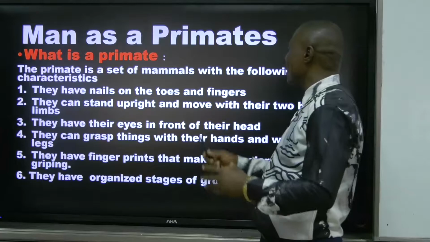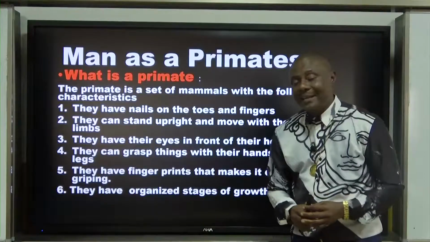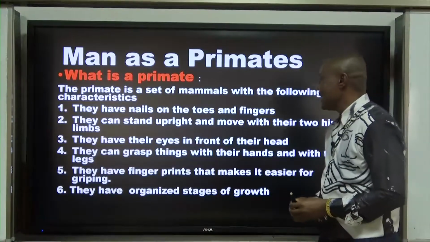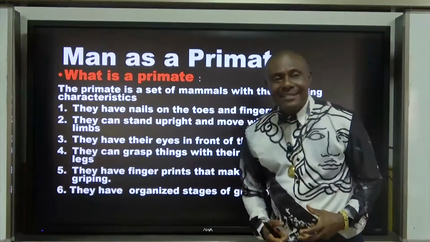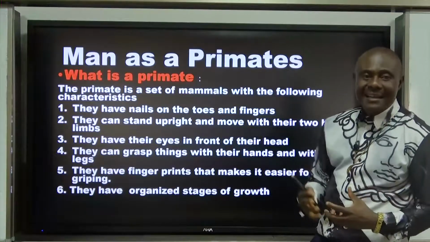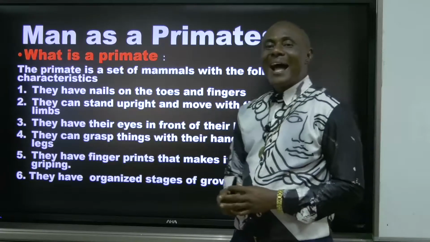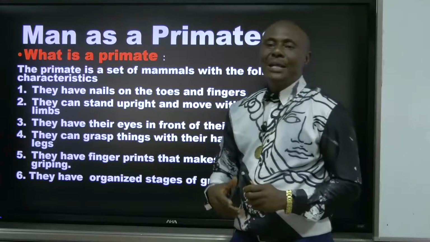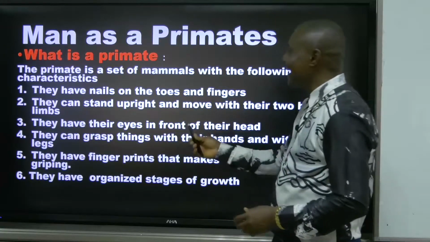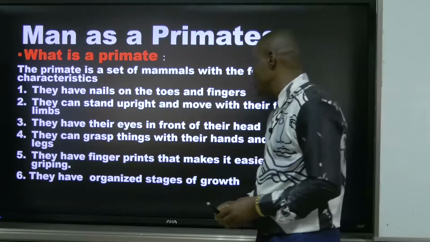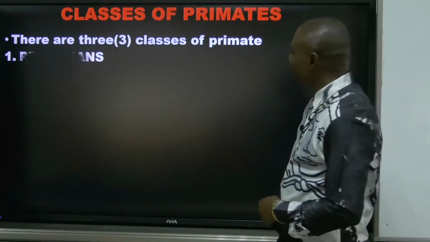That is it. They also have eyes in front of their head. Their eyes are located directly in front of their head, and they can grasp things using their hands and their legs. They can climb with it. We also say that they have a specified fingerprint that enables them to grasp and climb to balance. Finally, they have organized stages of growth. That is what makes them what we refer to as primates.